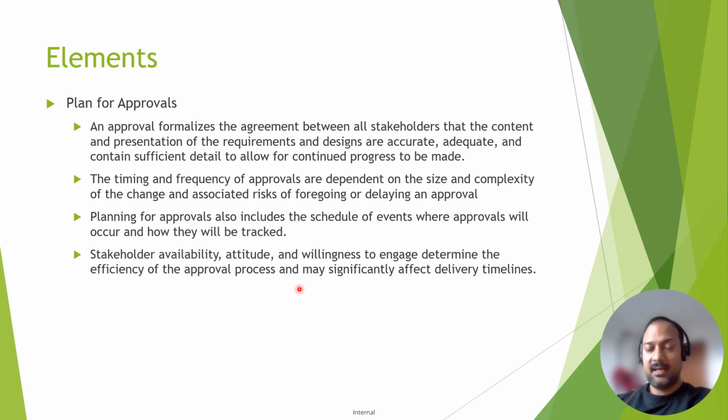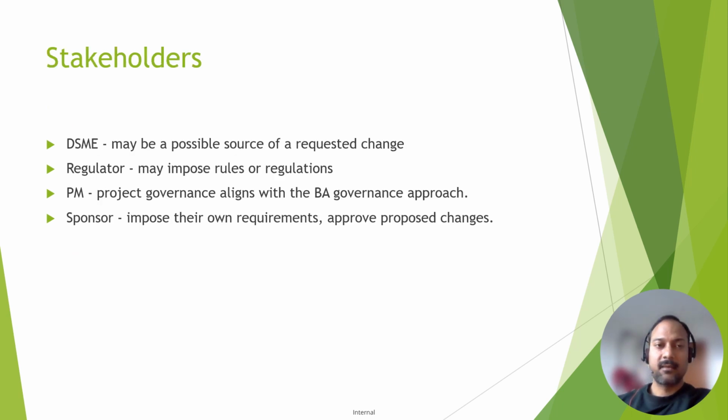Stakeholder availability, attitude, and willingness to engage determine the efficiency of the approval process and may significantly affect delivery timelines. Then, who are the stakeholders who participate in the BA governance approach? Then we have the domain subject matter expert. It may be a possible source of requested change. Domain subject matter expert could itself be one of the stakeholders who request for a change. The regulator may impose their own rules or regulation in terms of a requirement as well.